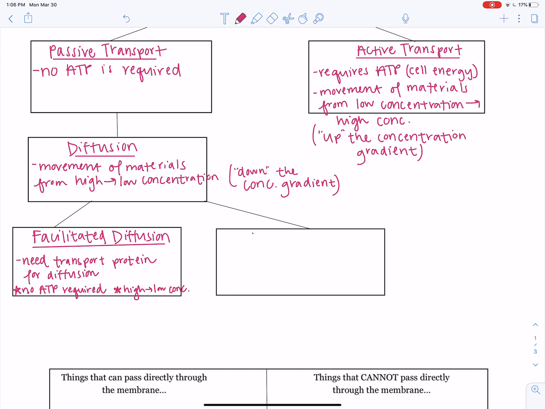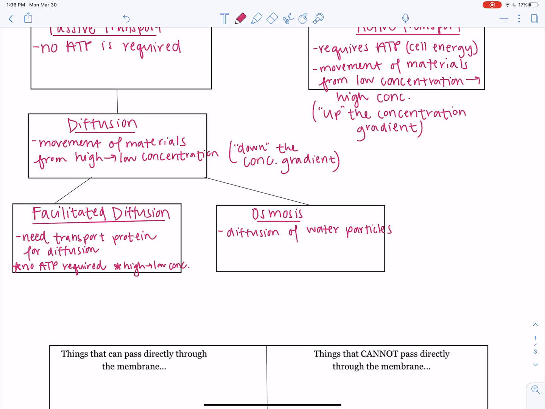The next specific type of diffusion that we're going to talk about is osmosis. So osmosis is just the diffusion of water particles. And so water, right, molecule of life, gets a special name. When water is doing diffusion, it's called osmosis.